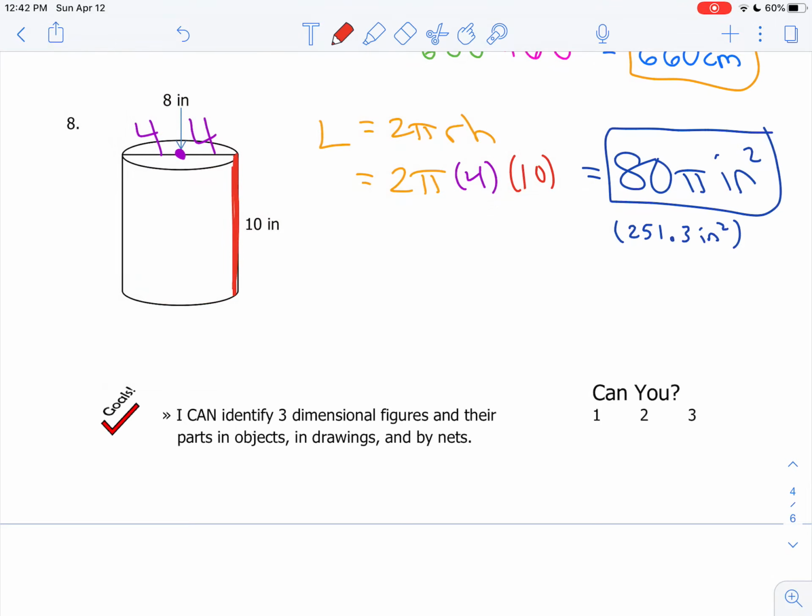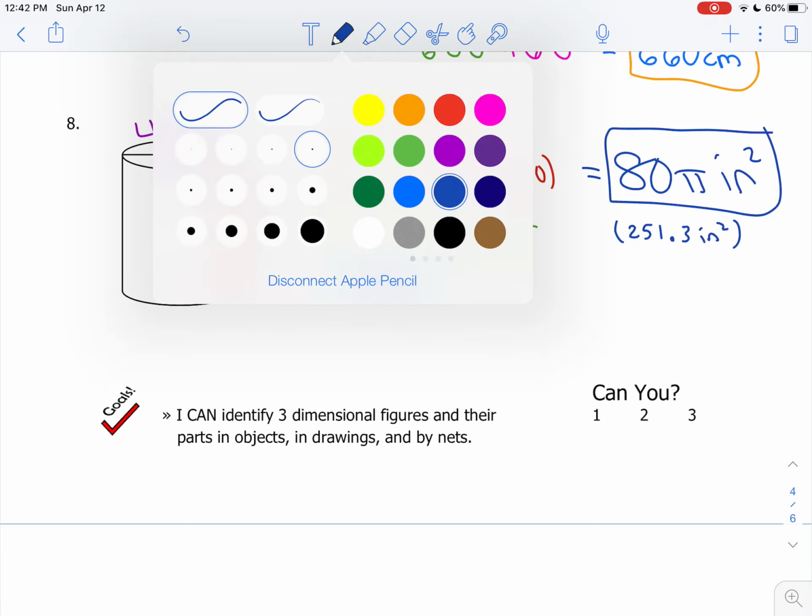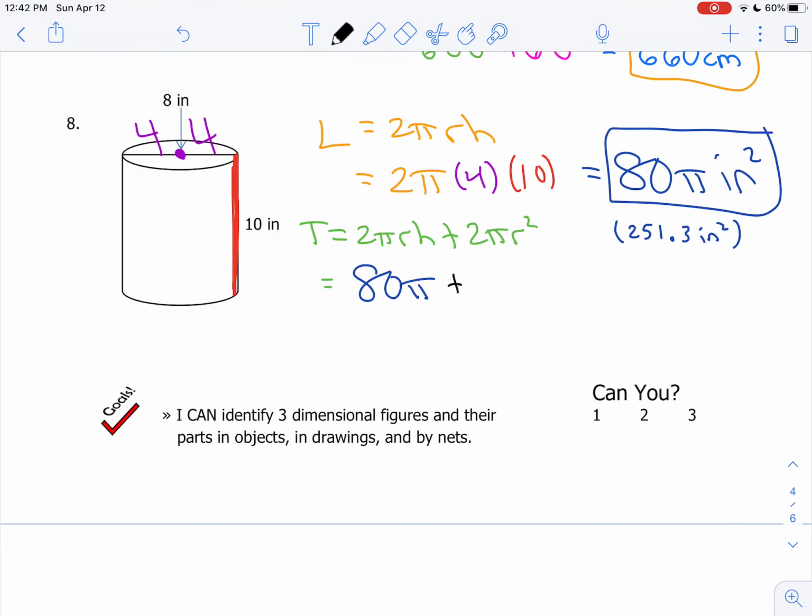All right, total surface area: 2 pi RH plus 2 circles, top and bottom, 2 pi r squared. Again, you already found 2 pi RH, so don't do extra work. Just write down the number that you already have. Then 2 pi r squared.